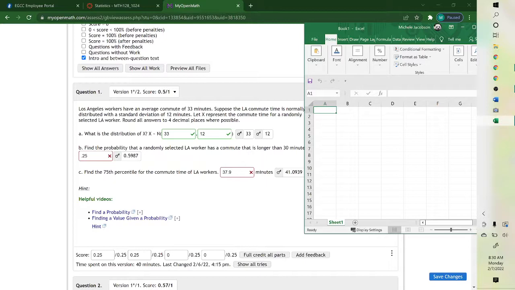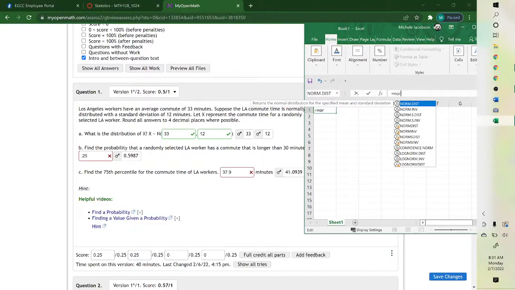In this case, find the probability that a randomly selected LA worker has a commute that is longer than 30 minutes. Now when you're using the formula, it's giving you the percent below. So if we want the percent above, once we find that answer, we're going to go 1 minus it to get the percent above. So first, we click where we want our answer, click over here and equals, and start to type norm.